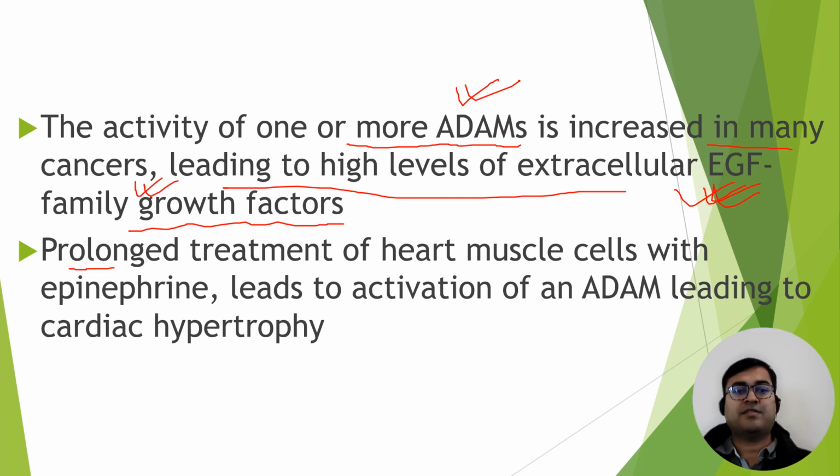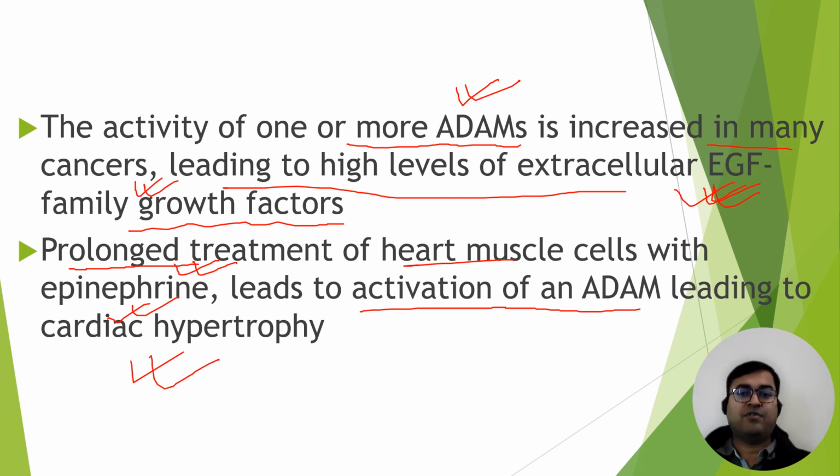Another interesting fact about the cell signaling pathway is it has been found that when there is a prolonged treatment of heart muscle cells with epinephrine, it leads to activation of ADAM, leading to cardiac hypertrophy. So this notch delta pathway might be involved in several types of pathogenesis. It might lead to cancer development, it might lead to different types of diseases, such as we have seen here one of the cardiac diseases. So there are different aspects of this delta notch cell signaling pathway which is relevant to disease and human physiology, and that is the reason this pathway becomes important.